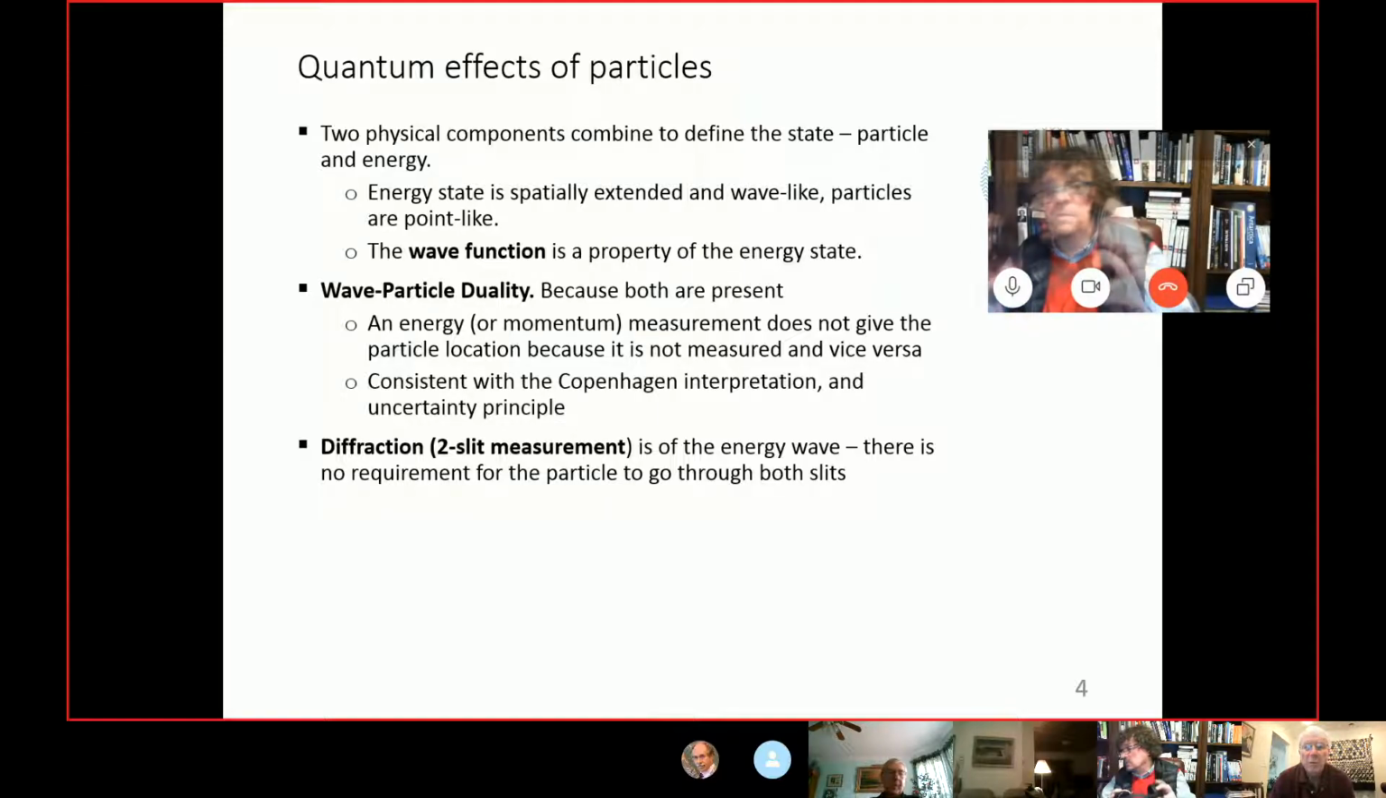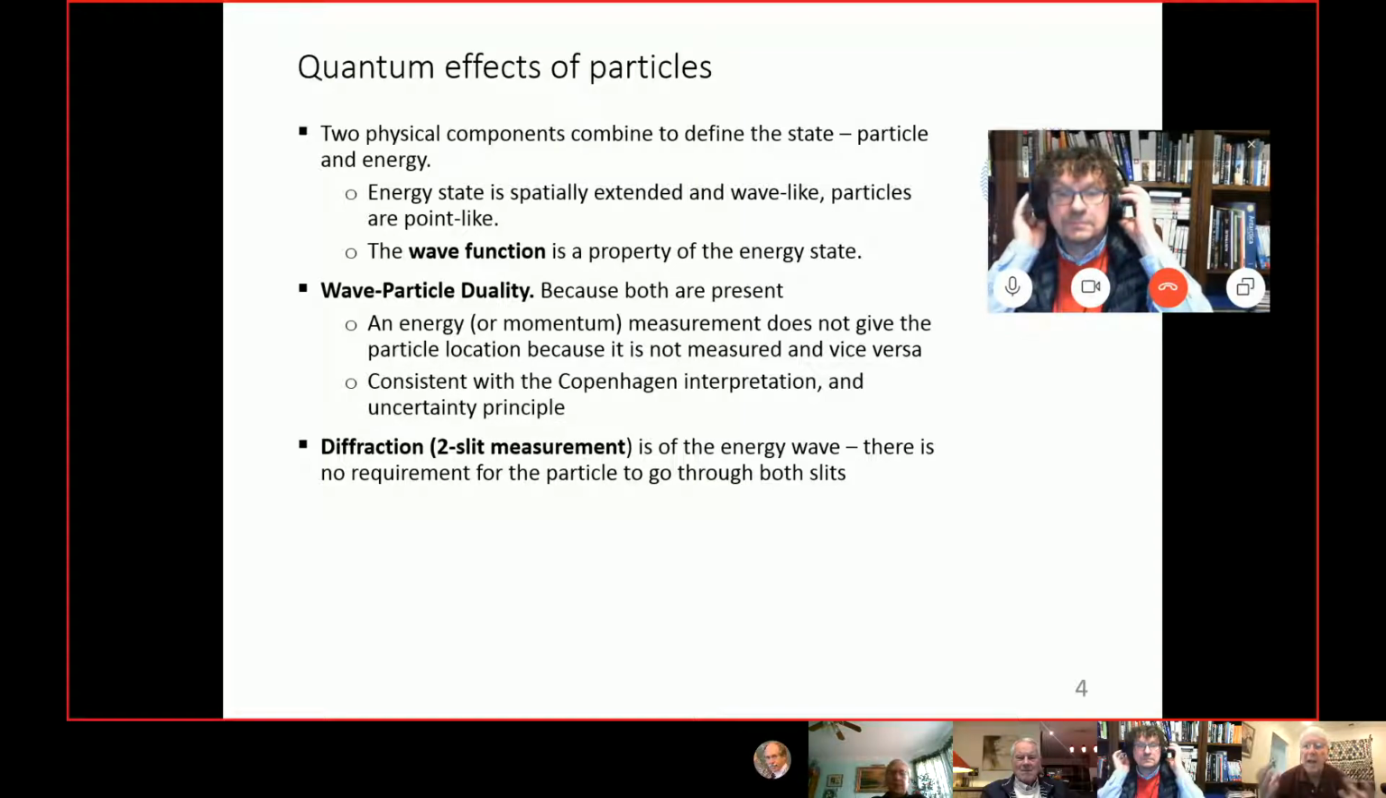And so we see this as saying the wave function is a property of the energy state. And this little diagram up here in the corner, which I hope you can see, sort of shows the combination: an energy state, which is essentially represented by the wave function, and within it, a particle. And it's the two together that provide the description of the system and the quantum mechanical properties.